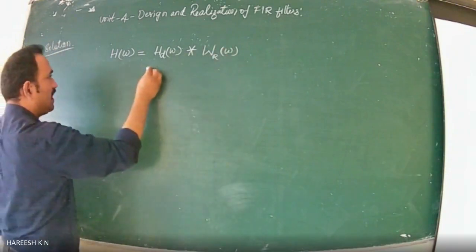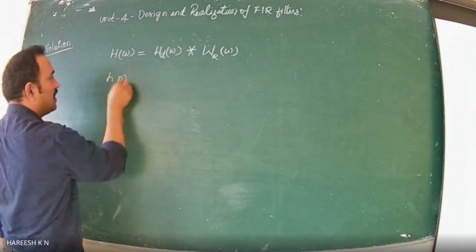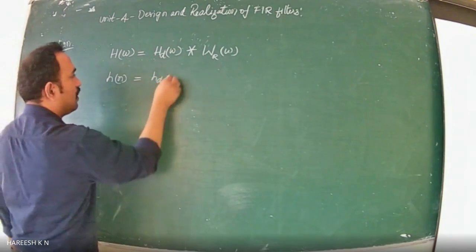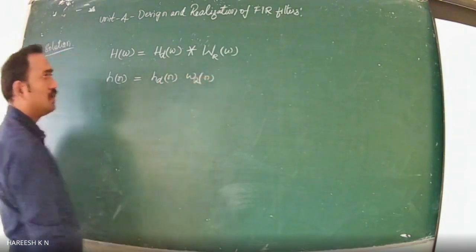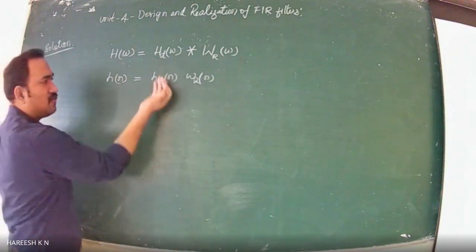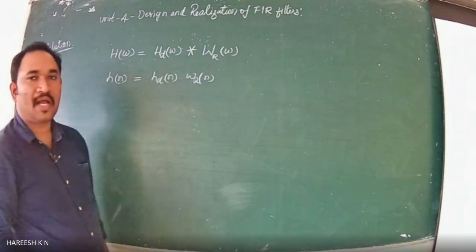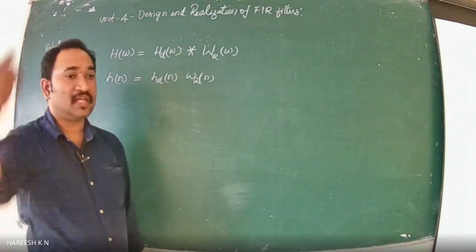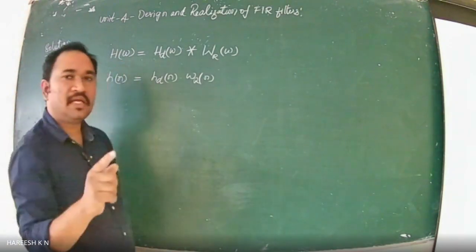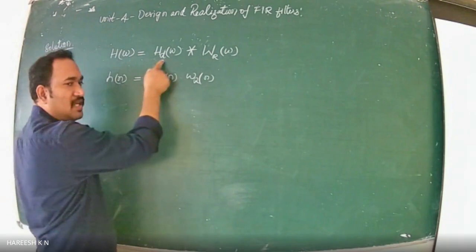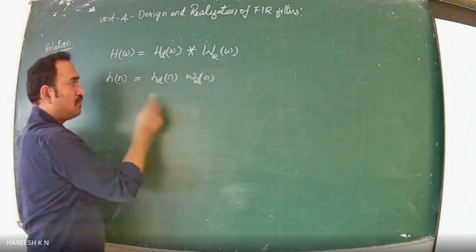If I apply the inverse discrete Fourier transformation to this, I will get h of n equal to hd of n into wr of n. The corresponding inverse discrete Fourier transformation of this expression is this only. Whenever you are asked to design the filter with the given specifications and find H of omega, it is always HD of omega convolved with WR of omega. Its inverse Fourier transformation is this.